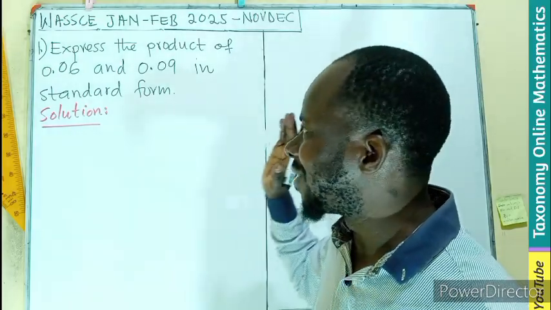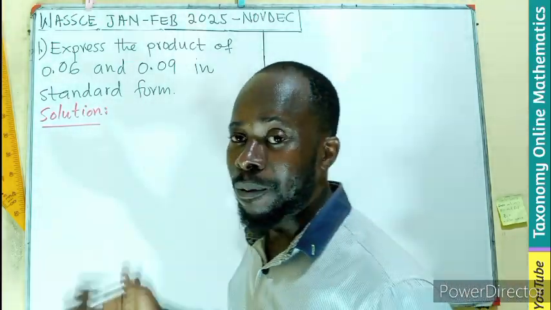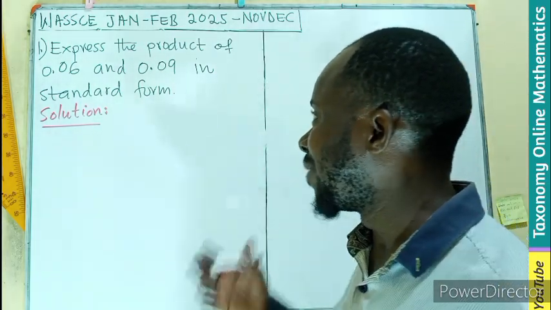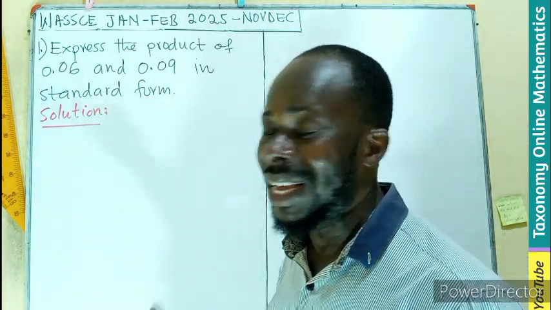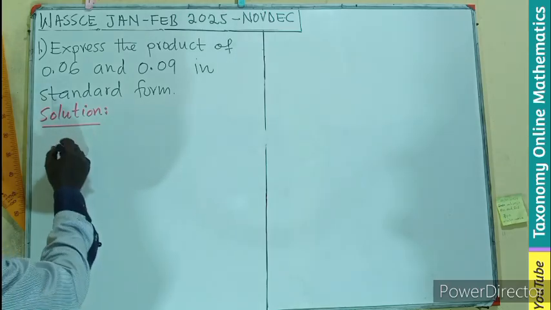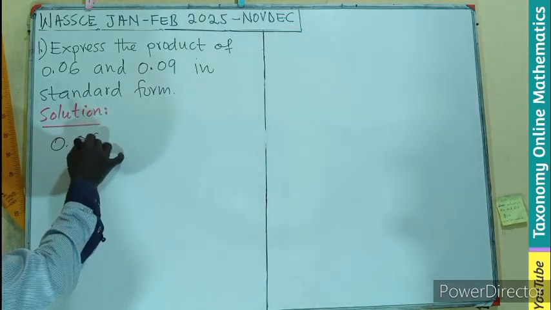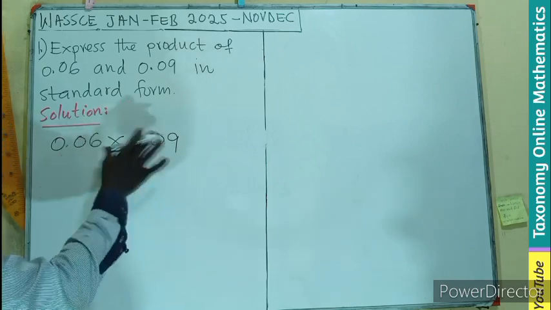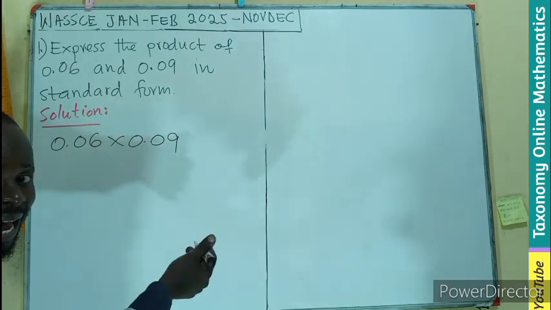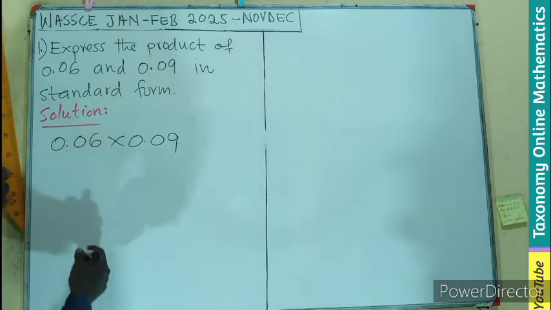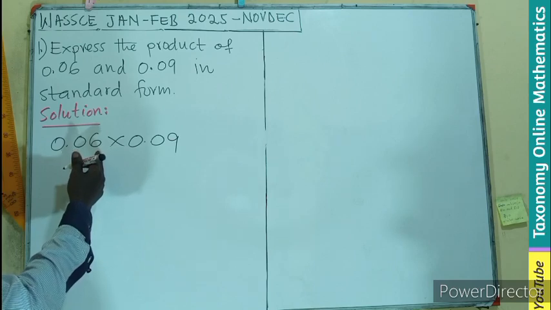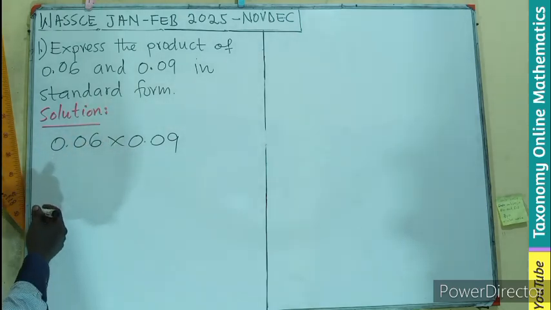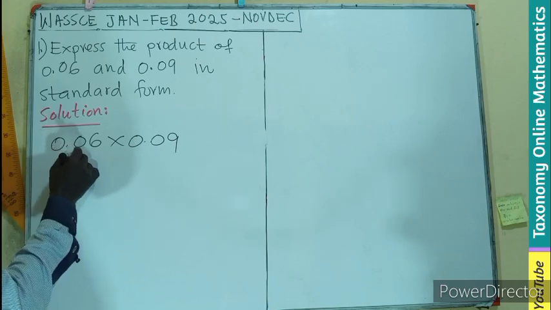And this one is just simple real number system. We have to multiply 0.06 by 0.09 and leave our answer in the standard form. So 0.06 times 0.09. We can multiply this on a calculator and get an answer in decimal and convert, or we convert this already into the form of a standard form.